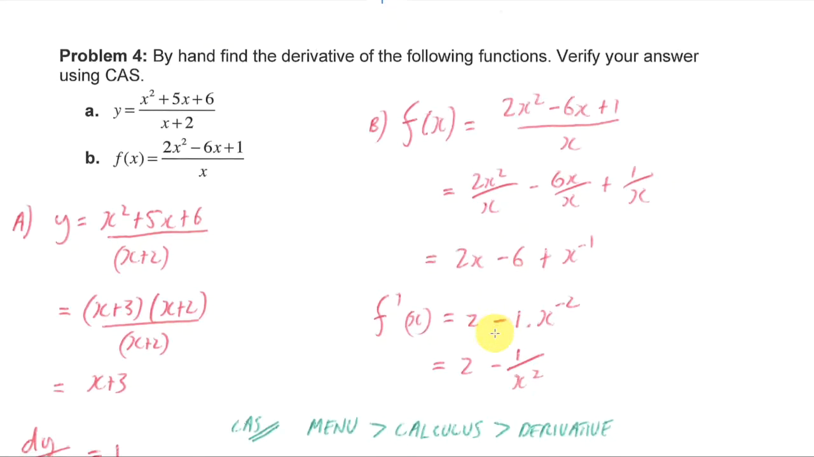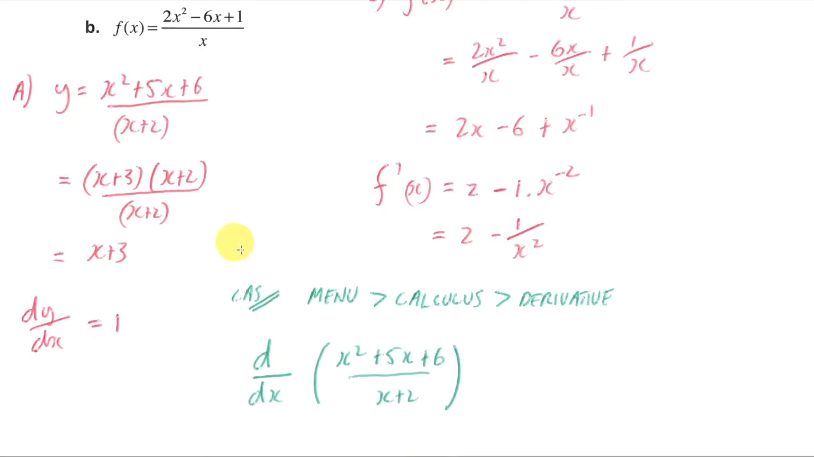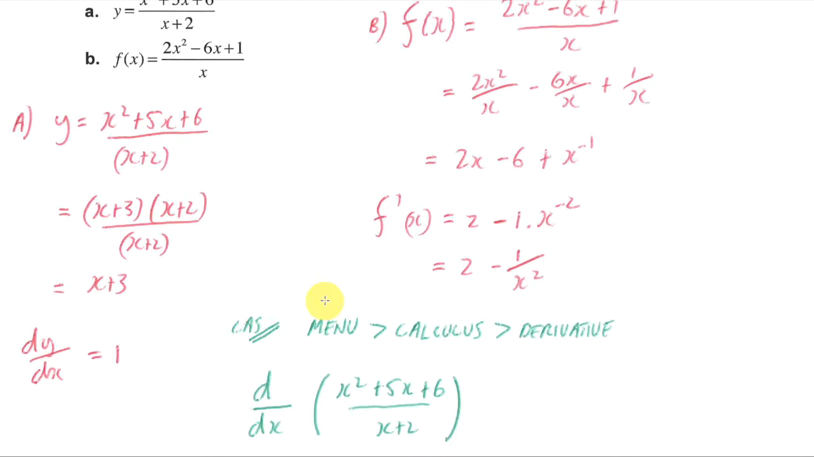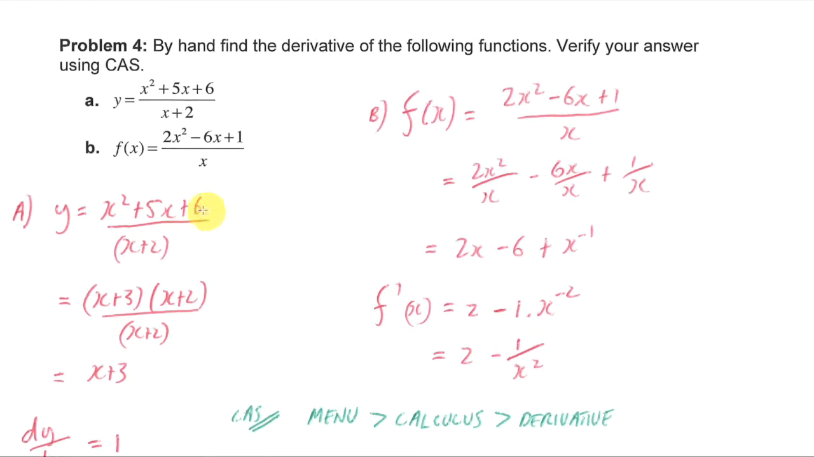So to finish off on problem 4, we just had to do it by hand and then verify it on our CAS. So here in green, you've got the steps for doing the CAS. And I've given you enough examples, I think, of doing the derivative by rule.